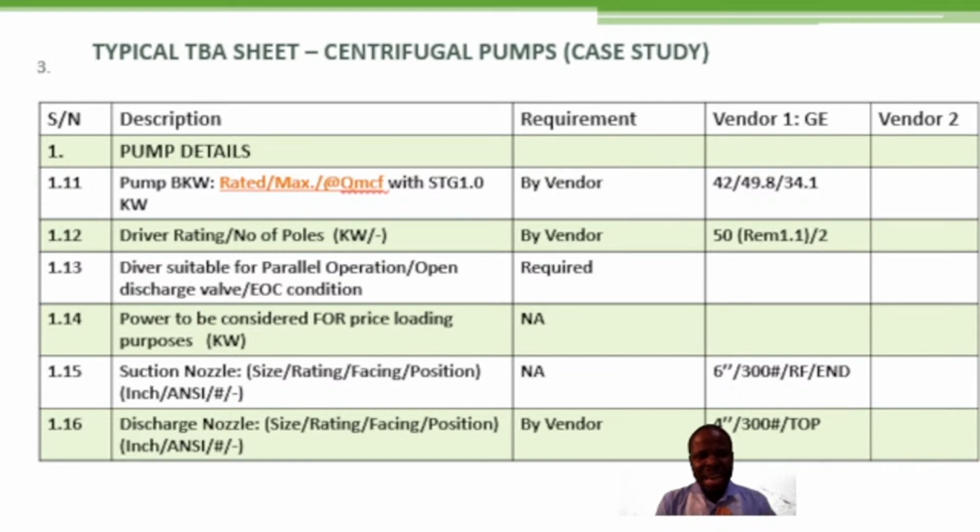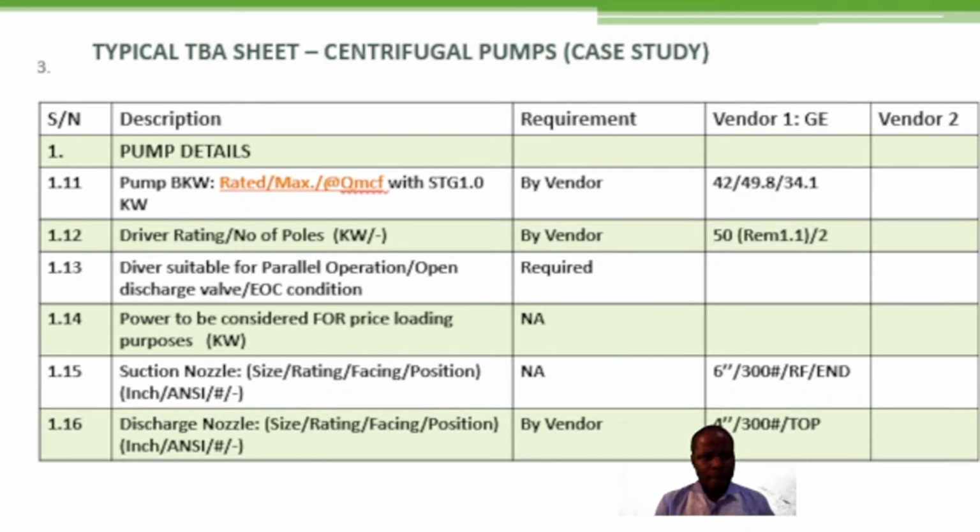So you check the data sheet, you check the mechanical data sheet. What is the pump BKW for this vendor? For vendor 1, for vendor 2, for vendor 3, for vendor 4. What is the driver rating?